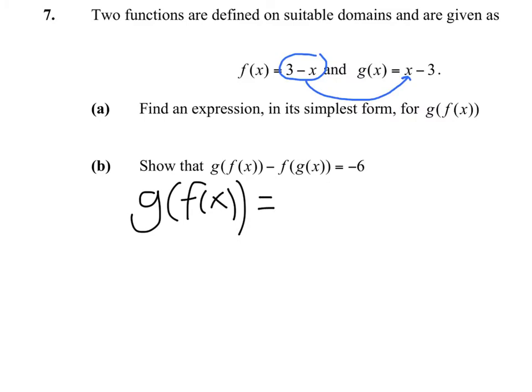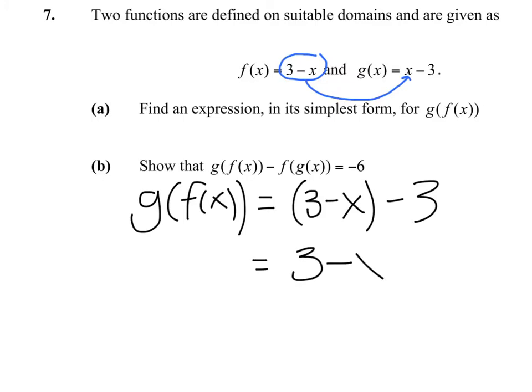So putting down our g function, it was x minus 3, but we're going to replace the x with 3 minus x from the f function, take away 3. So that's 3 take away x minus 3, so we can write that without the brackets. 3 take away 3 means the 3's cancel out, which leaves us with negative x. So part A, g of f of x is negative x.